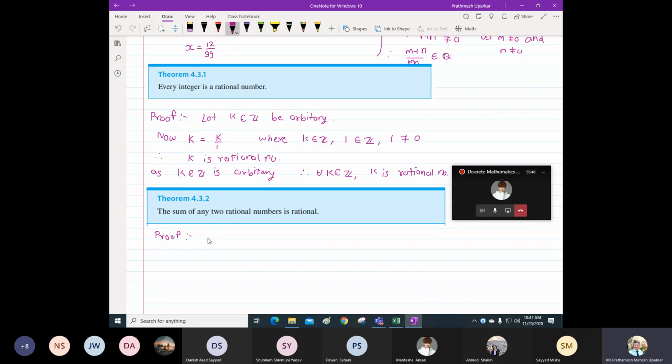How will I show this? I want to show that the sum of any two rational numbers is rational. मतलब मुझे क्या चाहिए यहाँ पे? I want arbitrary two rational numbers, right? And I will show that... यहाँ पे क्या था? Every integer is a rational number.